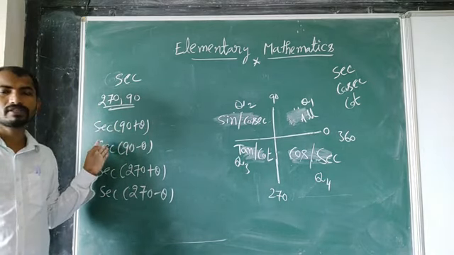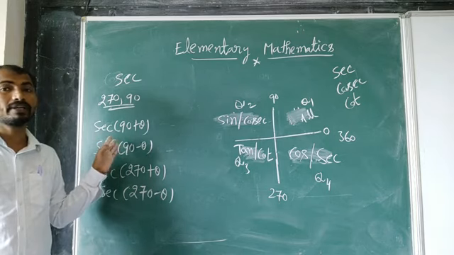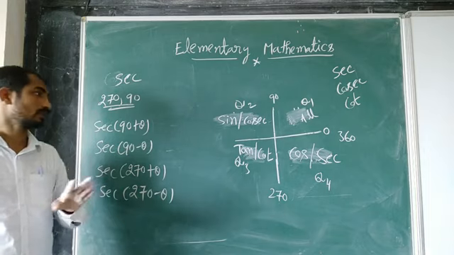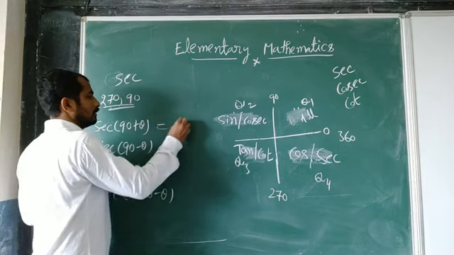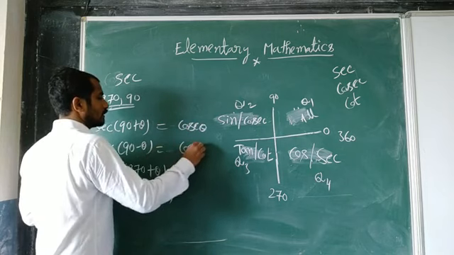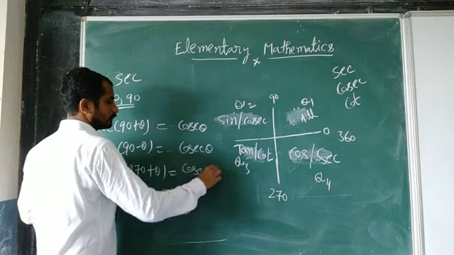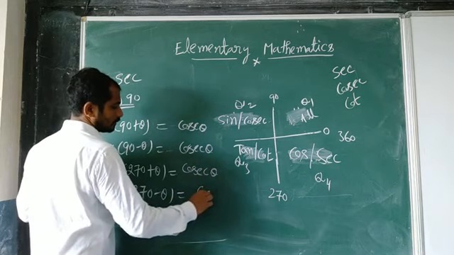What is our base function? Sec is given. Sec is our base function. Then the answer will be in terms of cosec. So you can write cosec theta. The second one also cosec theta, the third one also cosec theta, and the fourth one also cosec theta.